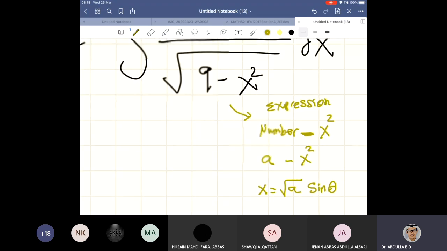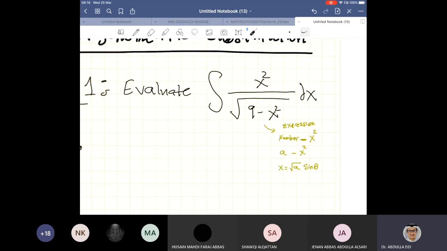So whenever we see a number minus x squared, not necessarily under a square root, we use this substitution. Take the square root of the number, and then you write sine theta. Later, we will see that if we have a number plus x squared, this will be something else. And then we will see if we have x squared minus a number, this will be something else. Now, let's stay in this question.